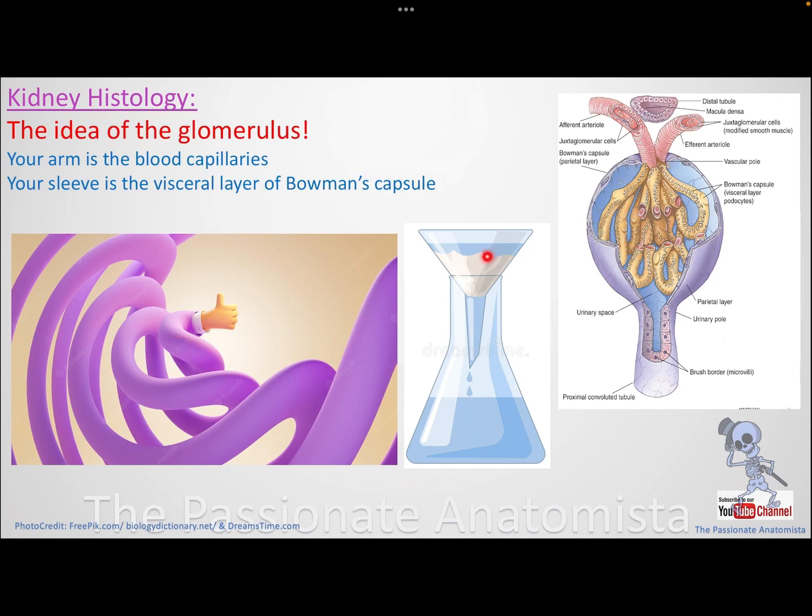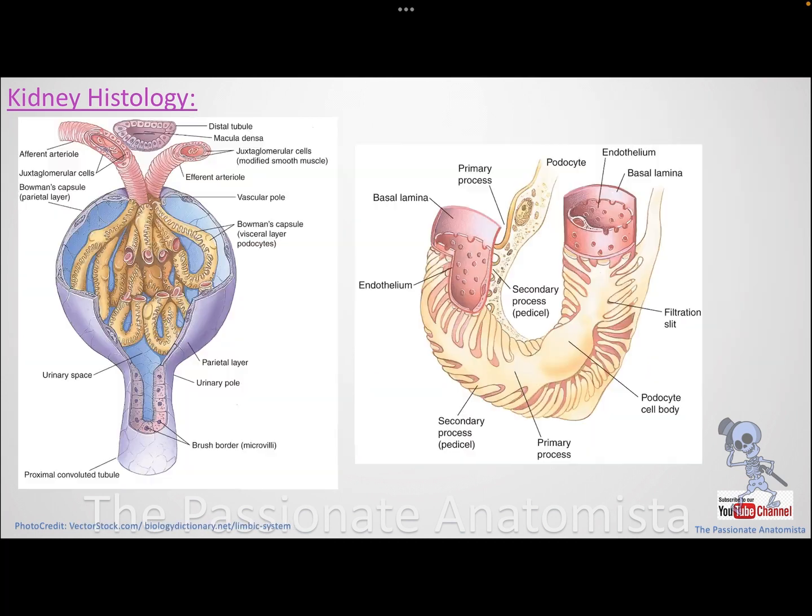But what happens here is, if the blood is coming into your arm here, the filter paper is going to basically be your sleeves that want to take this filtrate outside into the urinary space. And once you collect it, you will take that all the way to the tubular system, and then your arm will take it back into the blood. Afferent comes in and efferent goes out. Okay, so just understand that the sleeve is the tissue of the visceral layer of the Bowman's capsule, because the visceral layer cells, you guys, are going to be your podocytes. And we're going to talk about that as we proceed.